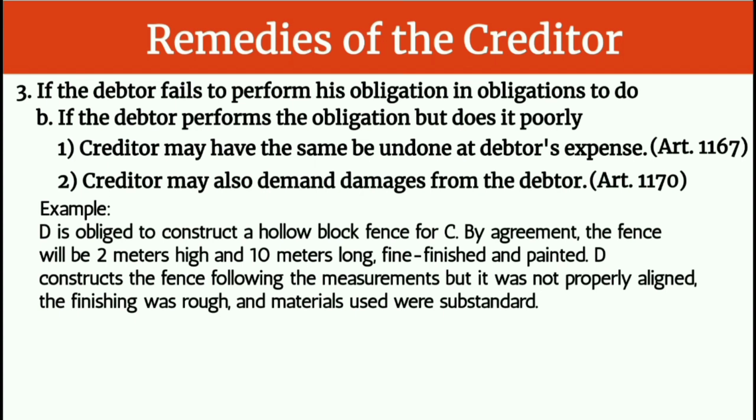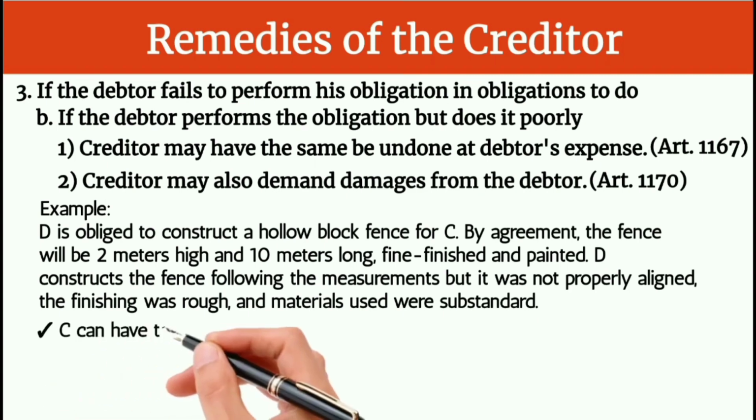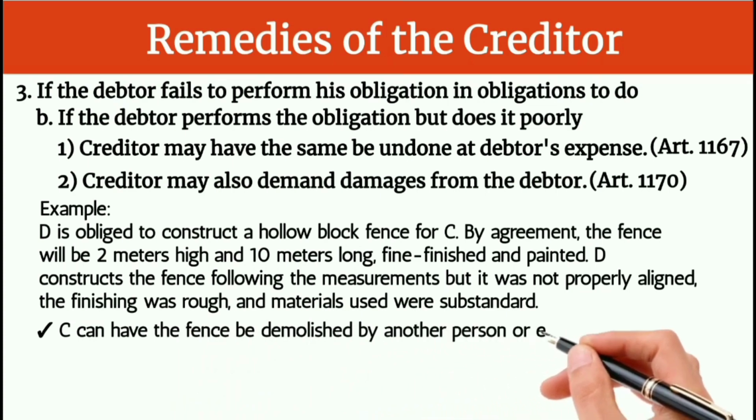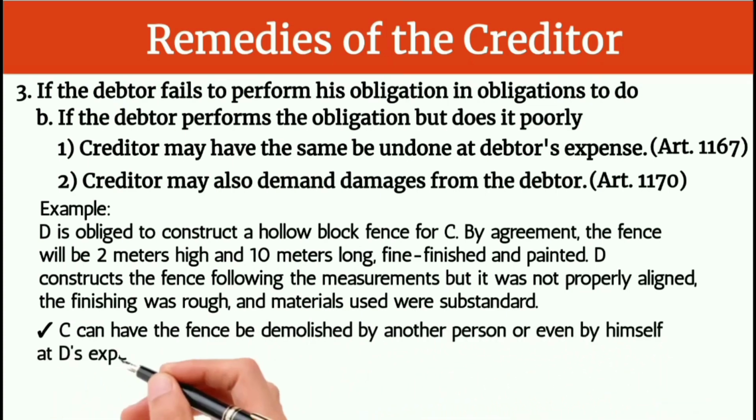Yun nga lang, yung bakod na kanyang ginawa ay hindi properly aligned. It was not fine finished, and at the same time, yung ginamit na materials ay substandard. It is clear that the debtor performs the obligation but does it poorly. So ano ang gagawin ni C? C can have the fence be demolished by another person or even by himself at his expense.